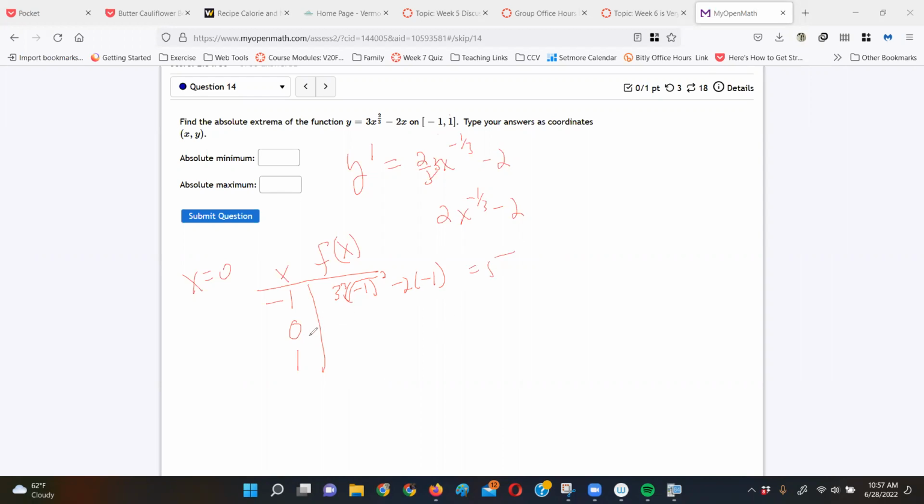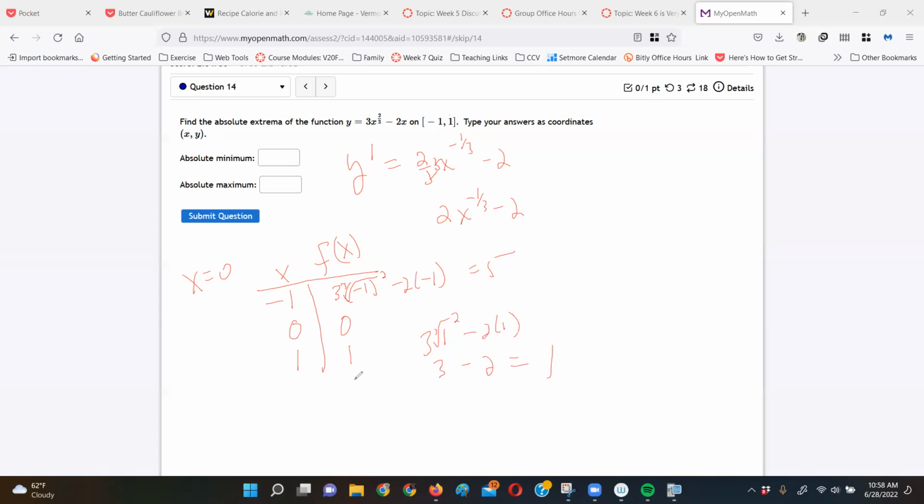Then I'm going to do 0. If x equals 0, the whole thing is 0, right? Because 0 to the 2/3 is 0 times 3 minus 2. And then if we substitute in 1, I believe I get 1, don't I? Because 3 times 1, it's the cube root of 1 squared minus 2 times 1. That's 3 times 1 minus 2 is 1. So I'm seeing at x equals -1, y equals 5.